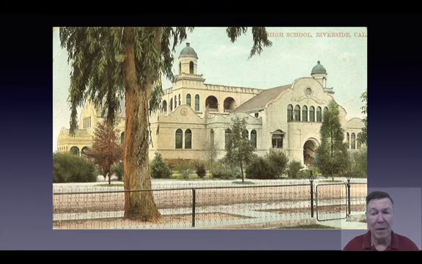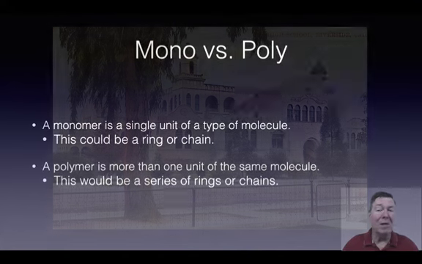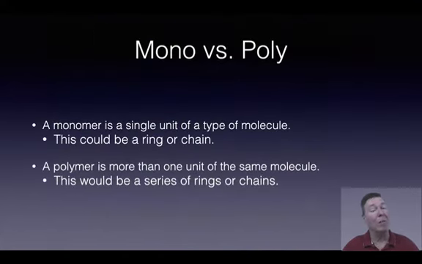Still don't like them, but the term Poly is exactly what the school's named after. It's named after many subjects. Okay. Well, in this case, a monomer, the prefix mono, means one. Monomer is a single unit of a type of molecule. It could be a ring. It could be a chain. All right. I'm going to use the word monomer a lot. And when you put a bunch of monomers together, we're going to use the word polymer. That's more than one monomer put together.